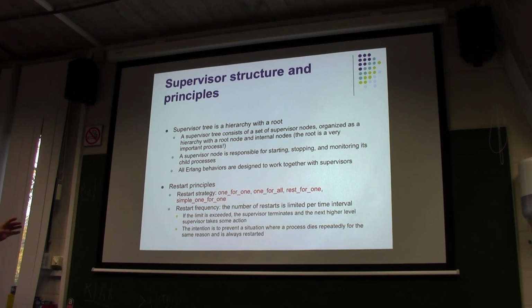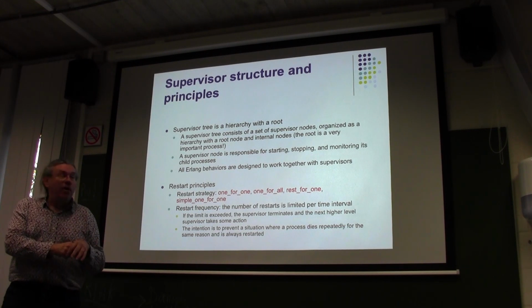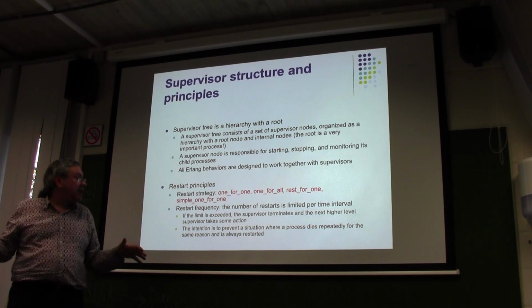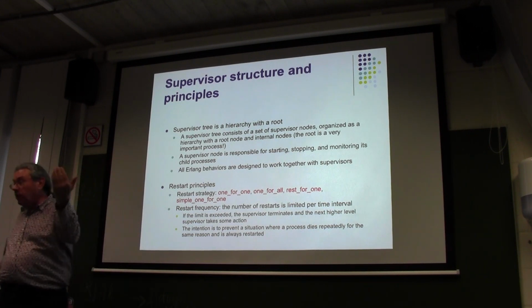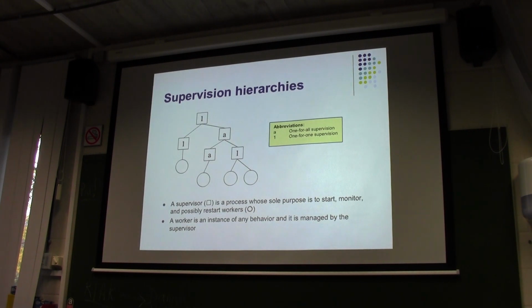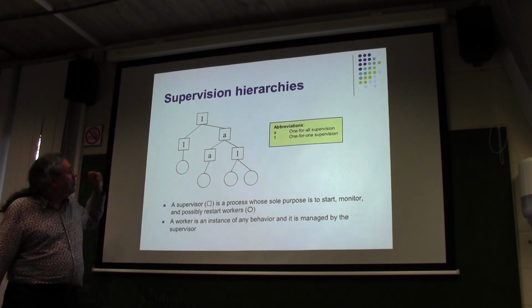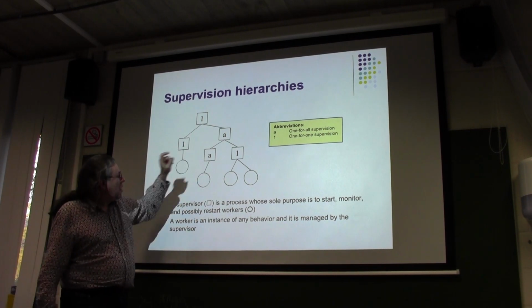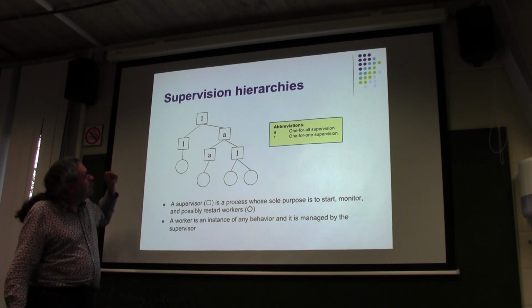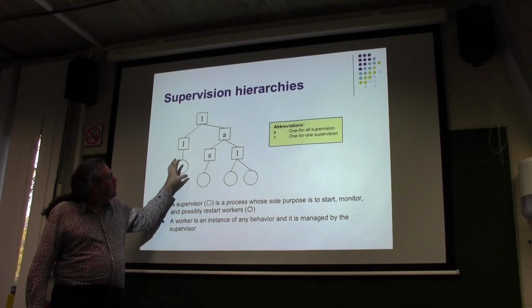Okay? Maybe one of the processors has really failed, or maybe there's a disk crash and we can't use this disk anymore, maybe we have to reconfigure the whole application. So that has to be done at a higher level. So that gives you this hierarchy. Here, these circles are the worker nodes, and these boxes are the supervisor nodes. Here I'm looking at only one for all and one for one, so the two basic strategies.